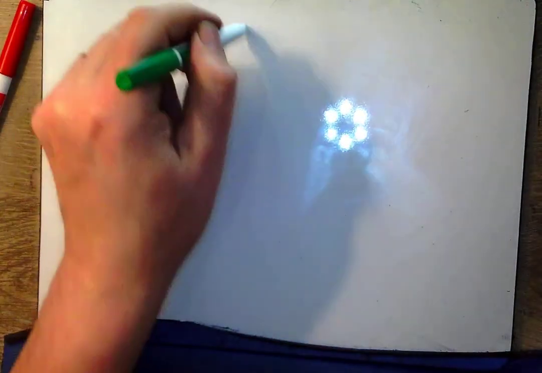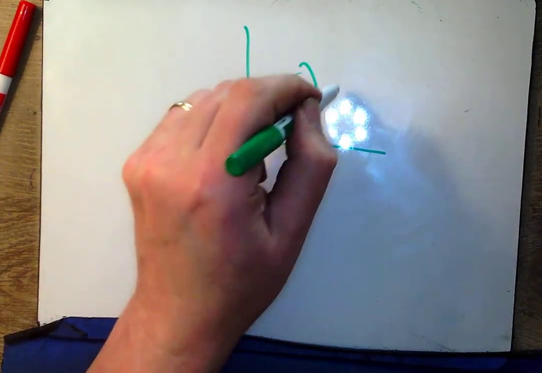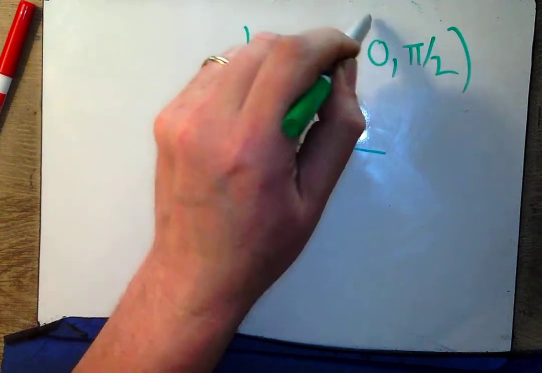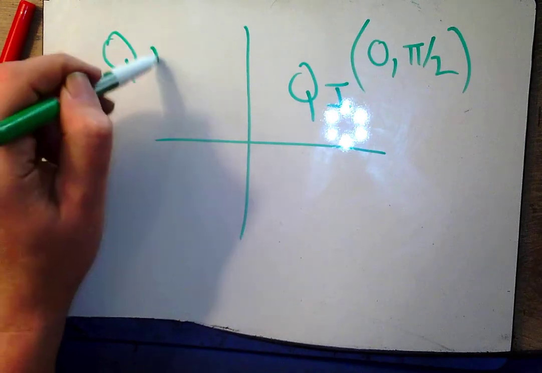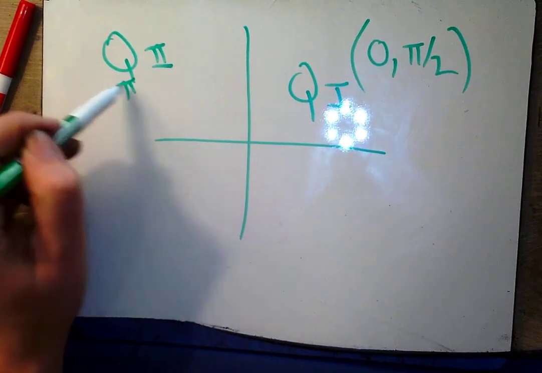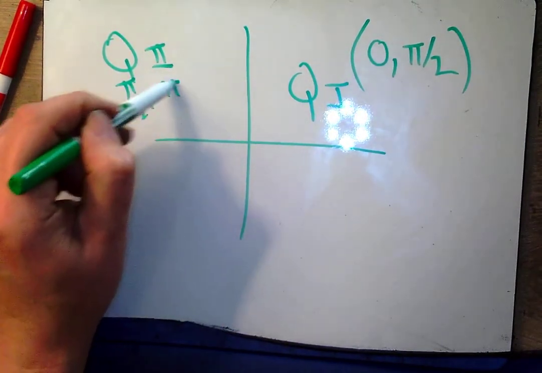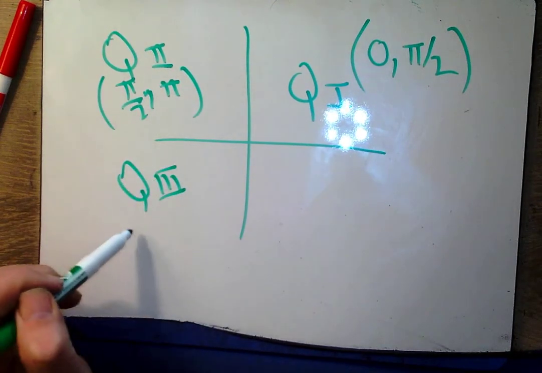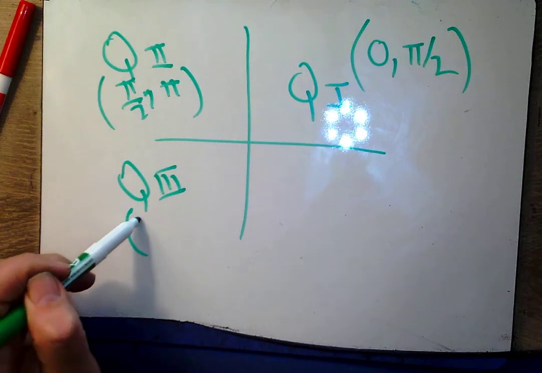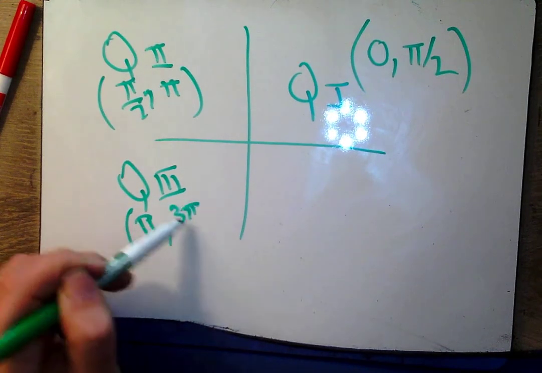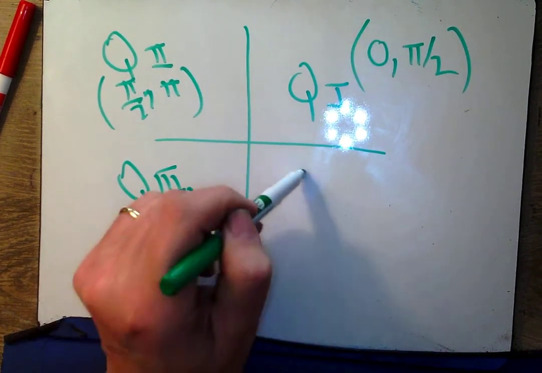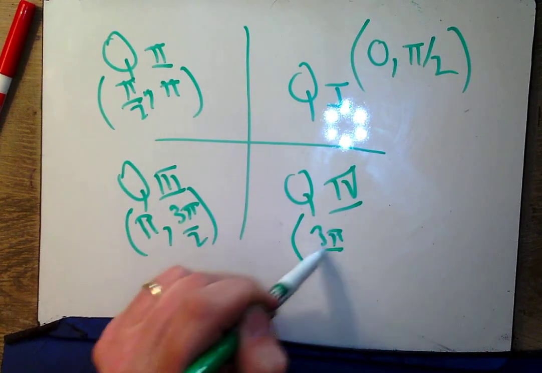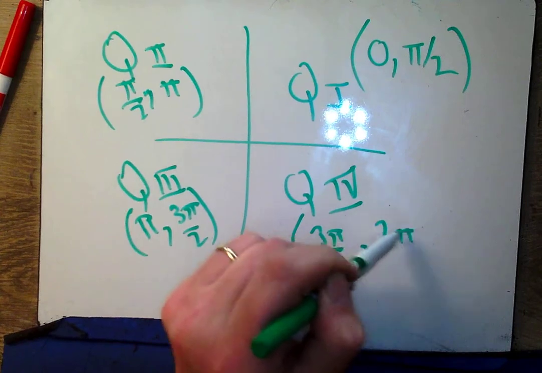Instead, what we see is quadrant 1 is all about 0 to pi over 2 radians. And quadrant 2 contains pi over 2 to pi radians. And quadrant 3 contains pi to 3 pi over 2 radians. In quadrant 4, we have angles that go from 3 pi over 2 to 2 pi.